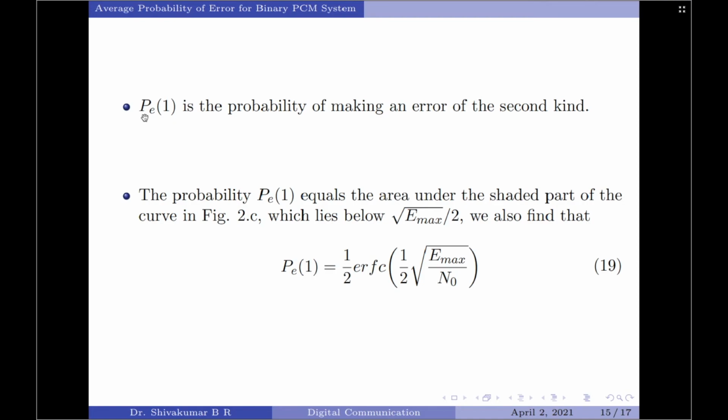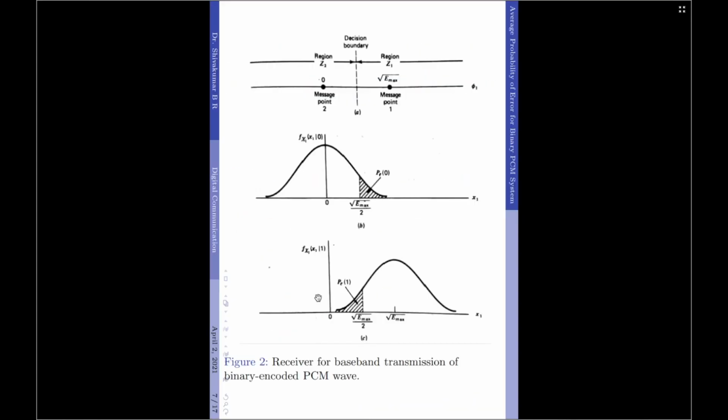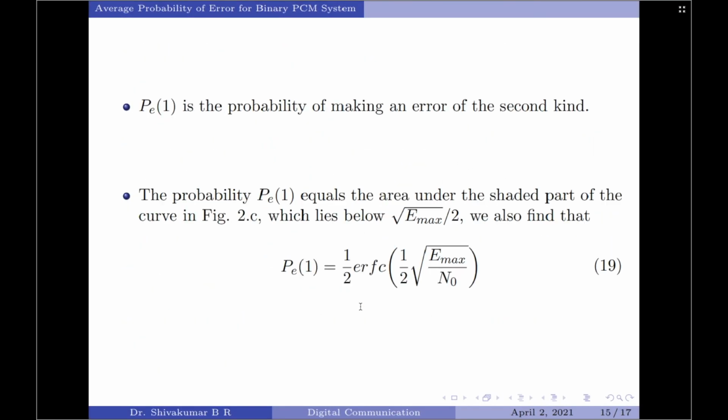That is, PE of 1 is the probability of making an error of the second kind. So, the probability of error PE of 1 is once again equal to the area under the shaded part of the curve in figure C. So, when you come back to the diagram for fx1 of x1 given 1, the shaded portion of this curve is PE of 1. So, we will obtain PE of 1 by integrating this area under the shaded part of the curve to get an expression that is very similar to what we obtained for PE of 0.